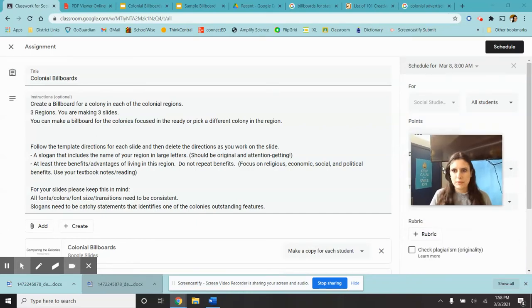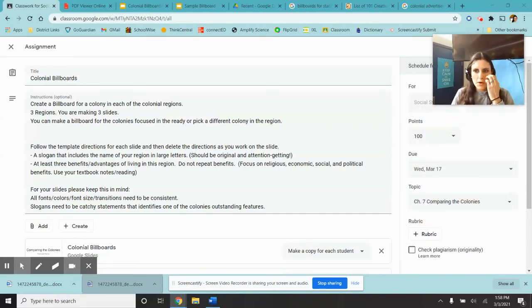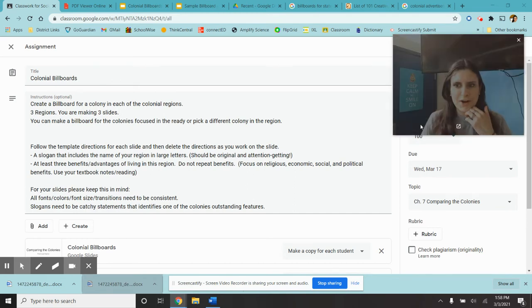Hello, fifth grade. I'm holding the tiny corner. We are going to go over the directions for your Colonial Slides project.